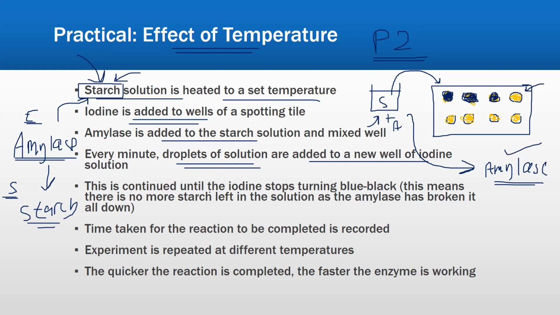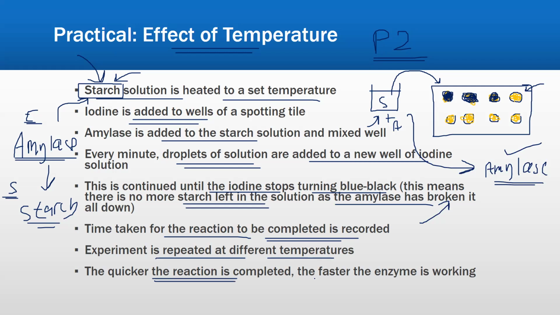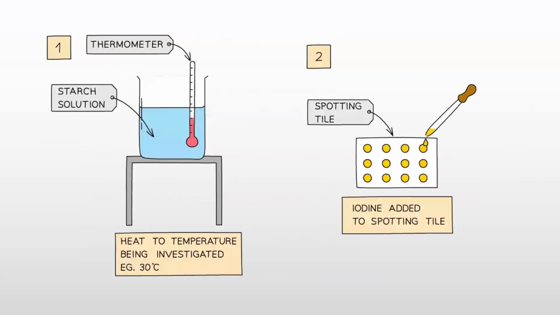This is continued until the iodine stops turning blue-black, which means that there is no more starch left in the solution as the amylase has broken all of it down. Now the time taken for the reaction to be completed is recorded and the experiment is repeated at different temperatures. The quicker the reaction is completed, the faster the enzyme is working. Got it?